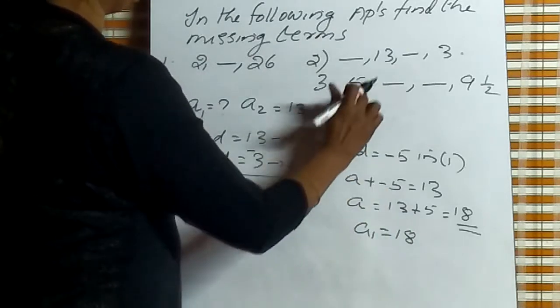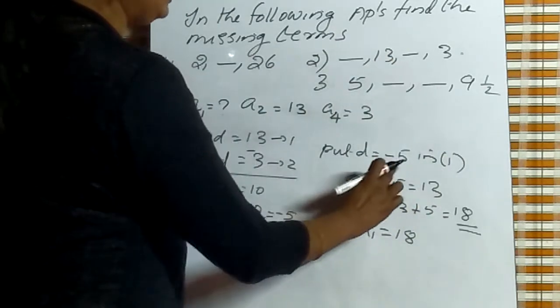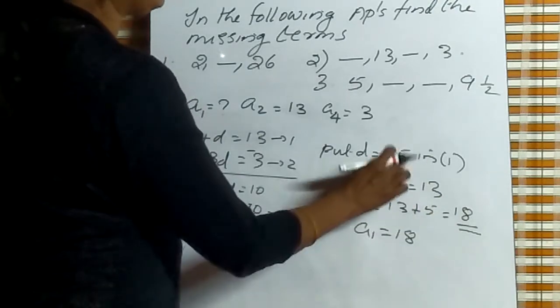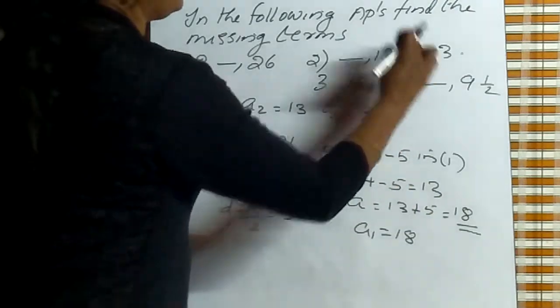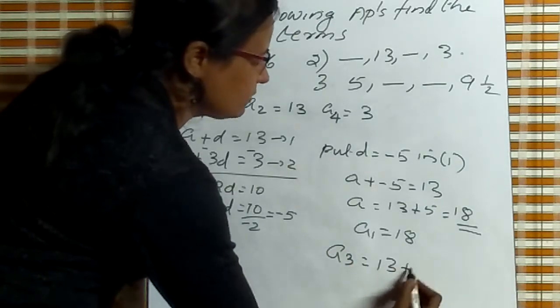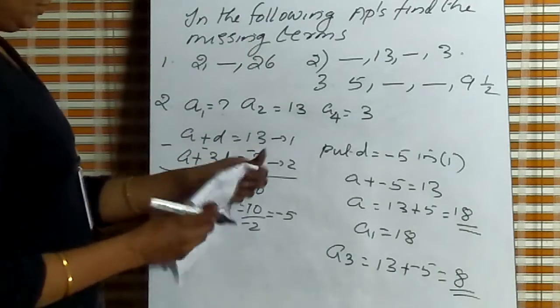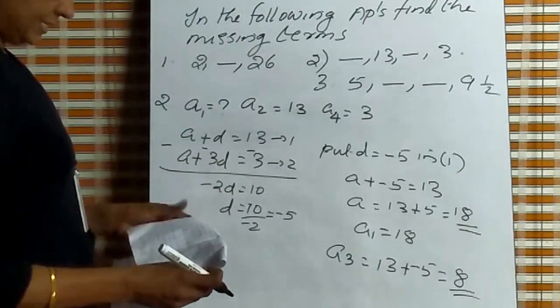First term 18. Then the second term, with D equal to minus 5: 18 plus minus 5 is 13. And the third term A3 is equal to 13 plus minus 5, which is equal to 8.